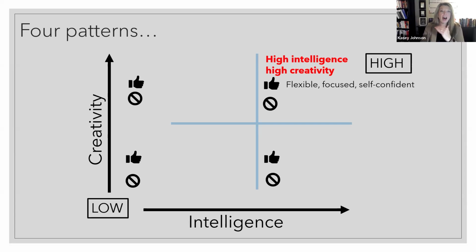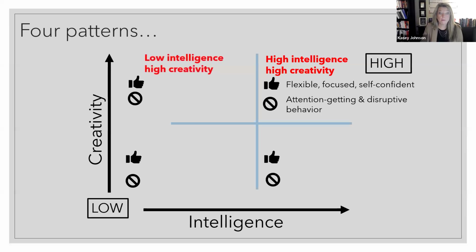So they have high intelligence, high creativity. Those kind of kiddos are super flexible. They're focused. They're really confident. But sometimes they need a lot of attention and they can be really disruptive.